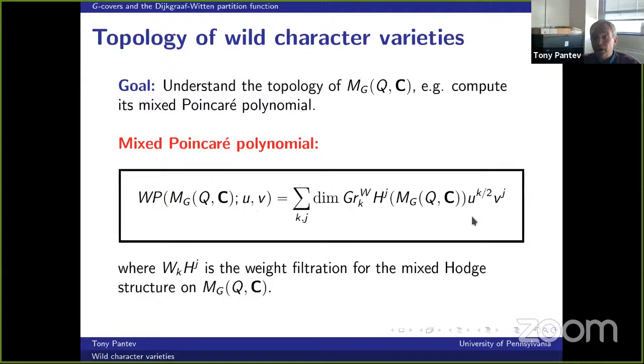that count. So u counts the weight grading, and v counts the cohomological grading for the mixed Hodge structure on the cohomology of the character variety, which is a smooth, non-compact affine algebraic variety. So this is the guy I would like to compute. That's the analog of the counting question that I was describing for the finite covers.